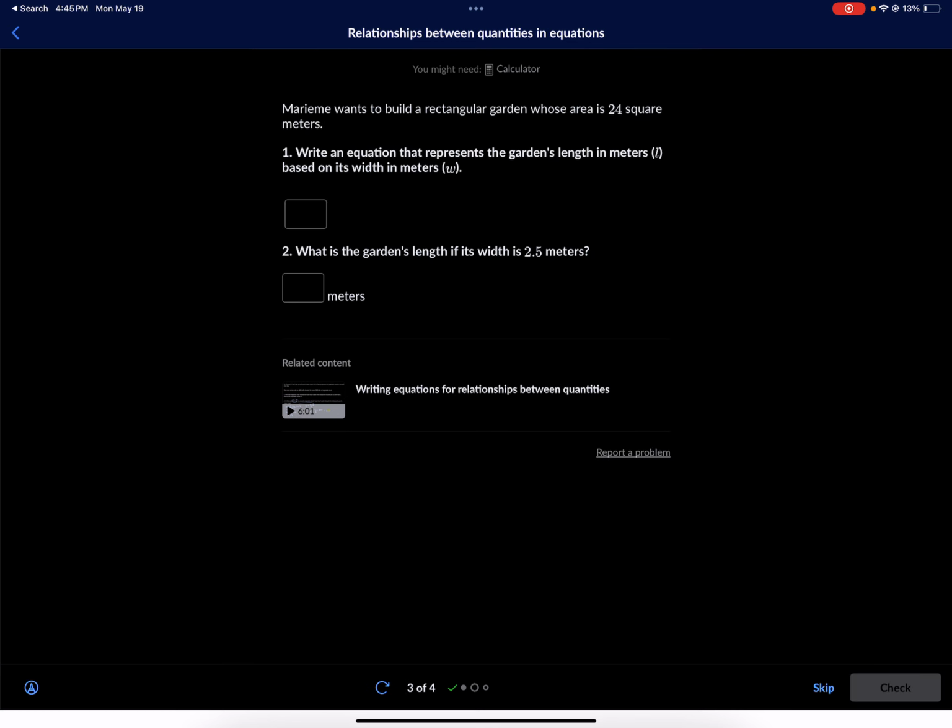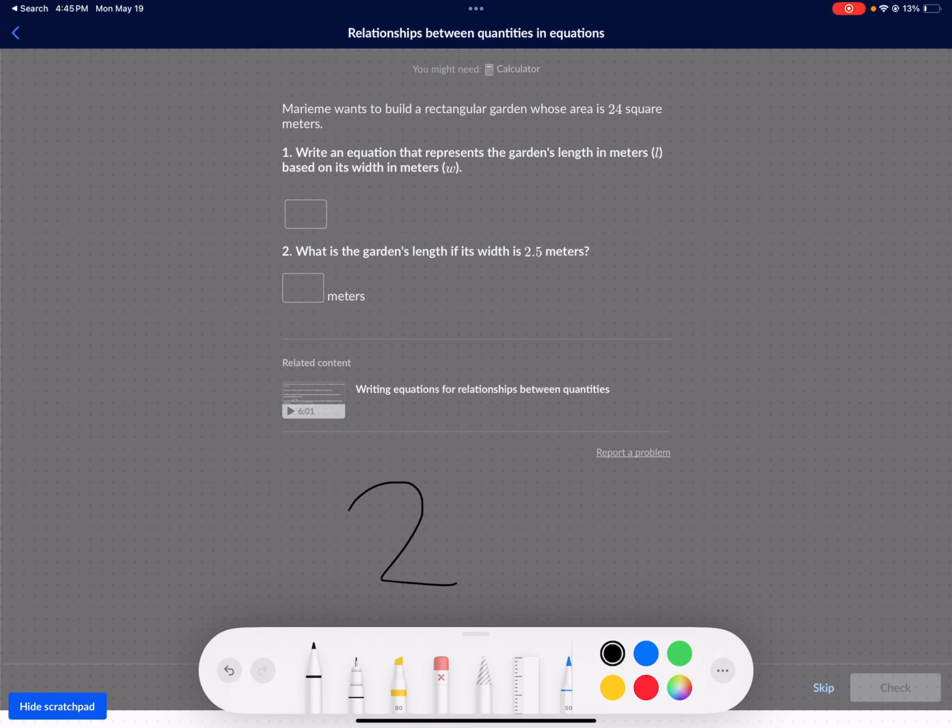And happy studying. Mareme wants to build a rectangular garden whose area is 24 square meters. Write an equation that represents the garden's length in meters based on its width in meters. So we want area. Area is length times width. So if we're given a length or a width, we can find the area. Well, if we're given a length and an area, or a width and an area, we can find whatever is left. So we have an area of 24 square meters.